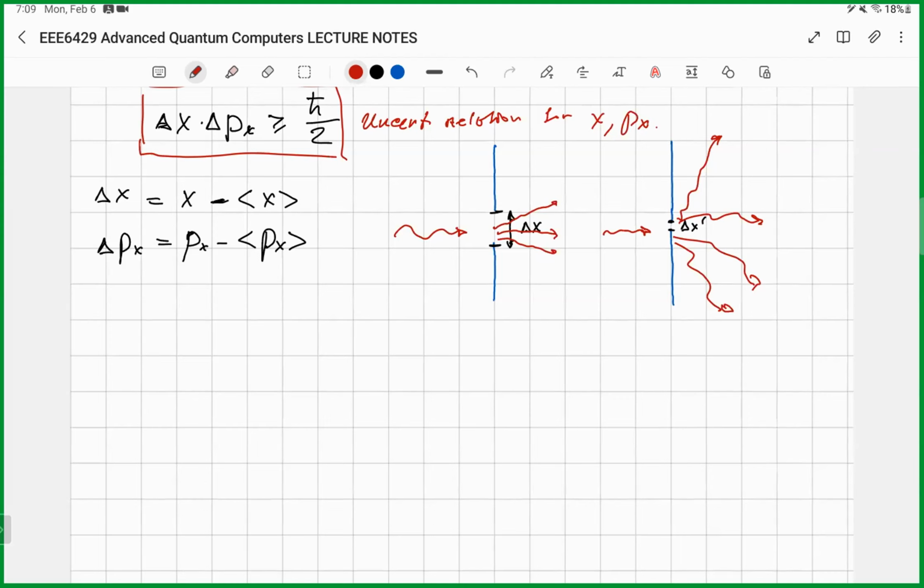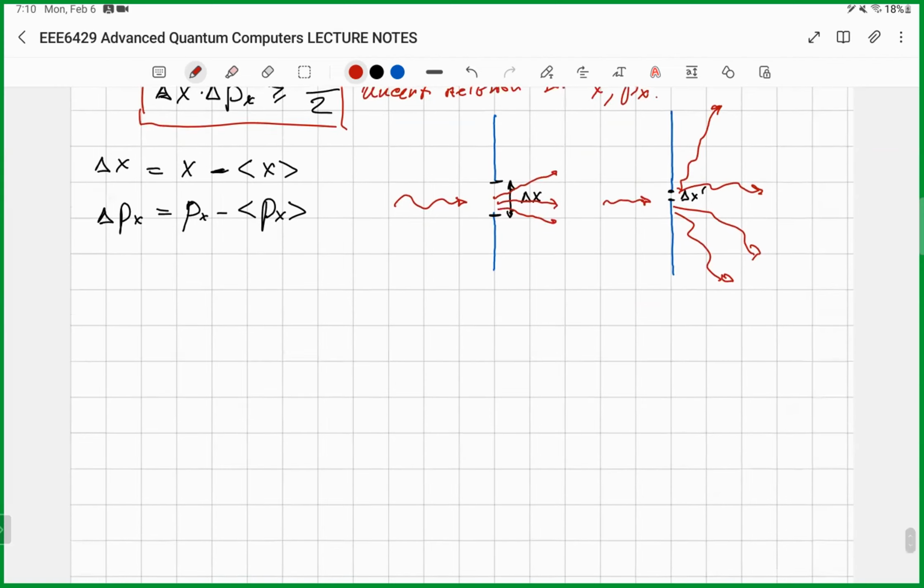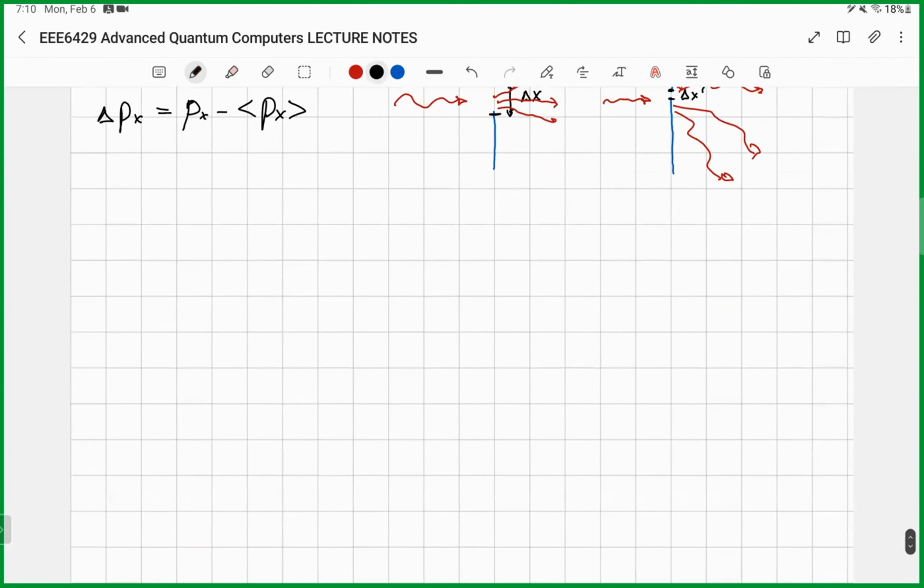But this is the uncertainty relation for coordinate and momentum, and there are many different pairs of quantum quantities. Can we derive something more general? And the answer is, of course, yes. And let's derive this general uncertainty relation the following way.